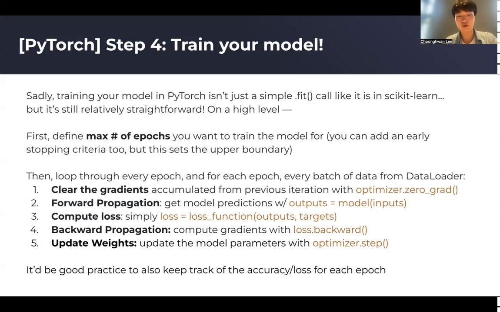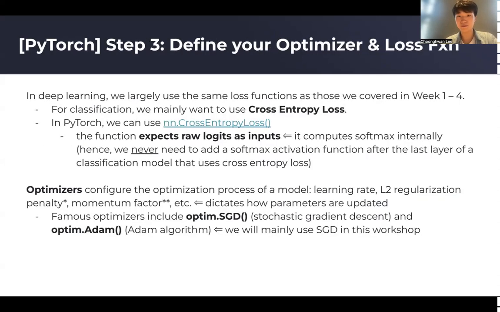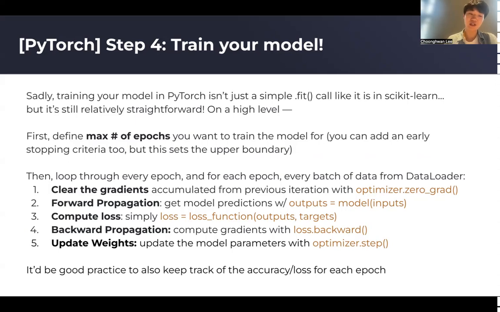Then, after computing the loss, you can do backpropagation by calling loss.backward. This is essentially going to compute the gradients, much like what we did here. And then after computing all the gradients, we're going to update the weights using these gradients with optimizer.step, which basically allows you to take a step towards the local minimum. By repeating these 5 steps for every batch of data and for every epoch in our model training, we can then converge to an optimal set of parameters.